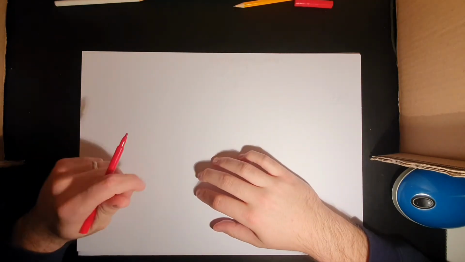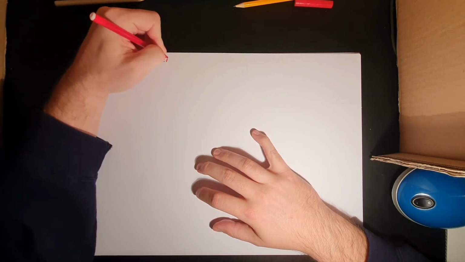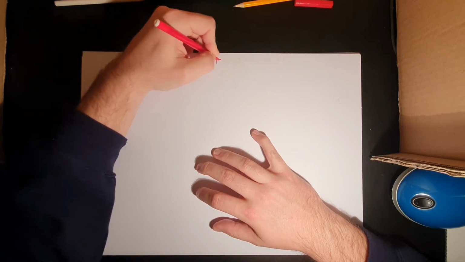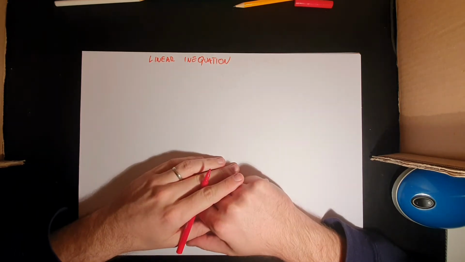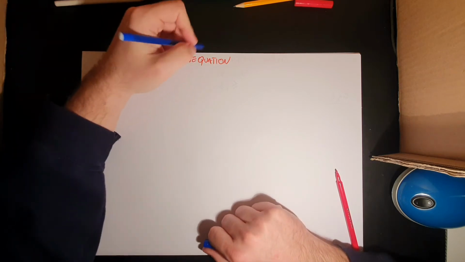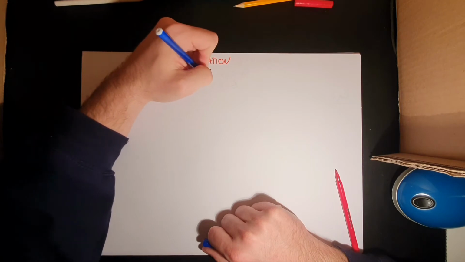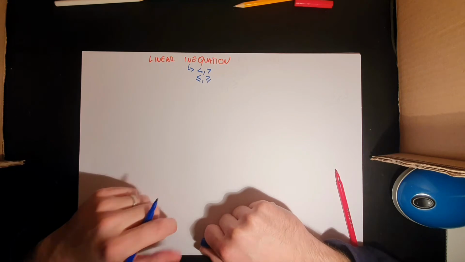Hi everyone, today I'm going to talk about linear inequations. This is a similar thing to linear equations that you learned last term. The difference is that now, instead of equality, we're going to have inequality. Basically, this means we're going to have a less than, greater than, less or equal than, or greater or equal than situation instead of the equal sign itself.